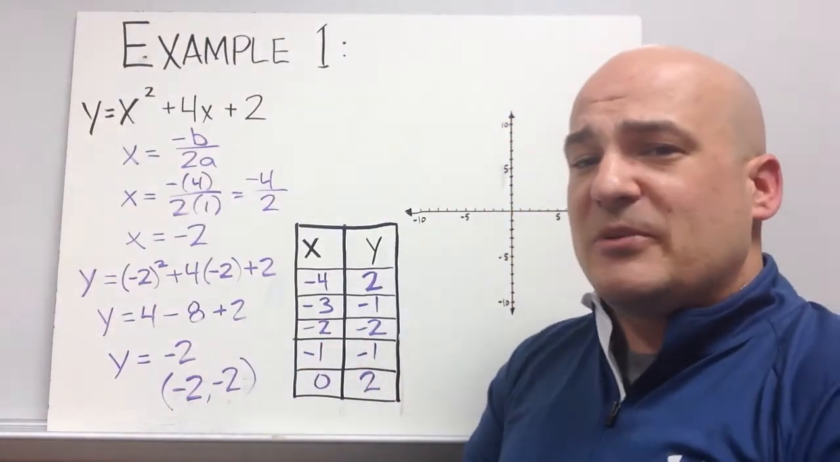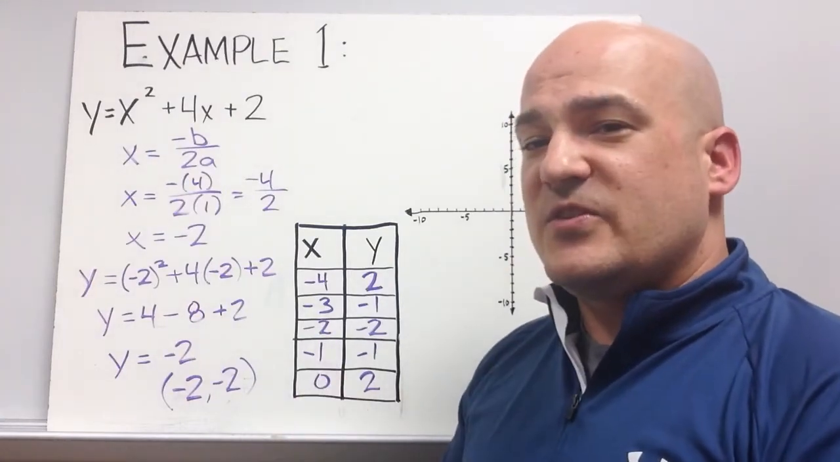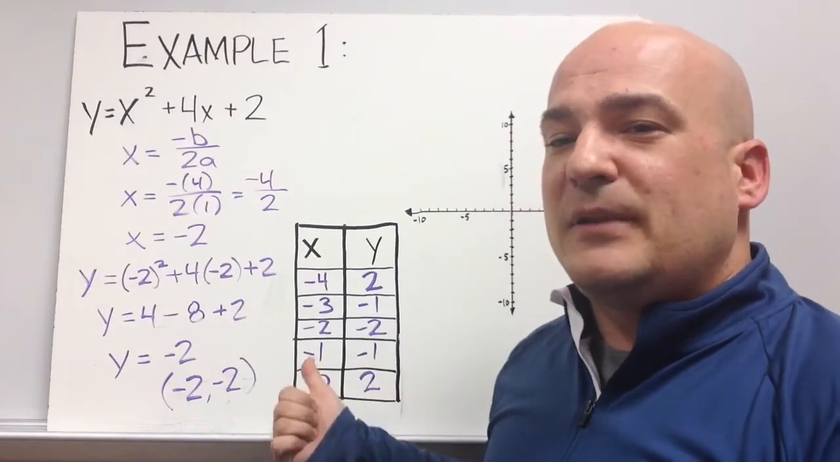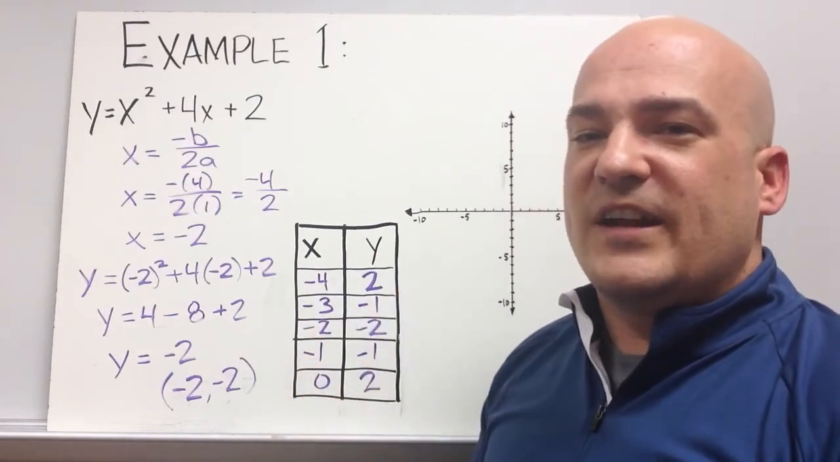All right, so there's step number 2, complete a table of values. Those are my table of values right there. Those are my 5 points. Step number 3 then is to plot those 5 points on a coordinate grid.